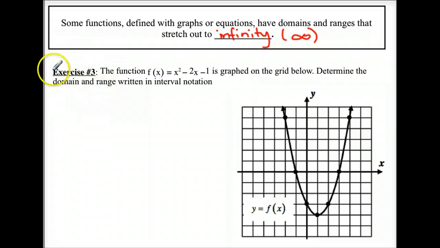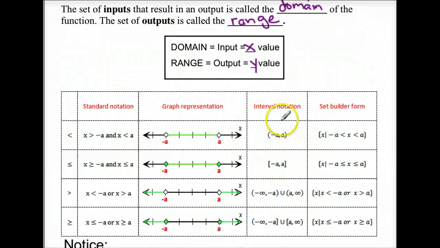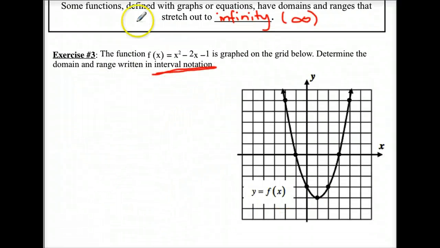So exercise 3. The function f of x equals x squared minus 2x minus 1 is graphed on the grid below. Determine the domain and range written in interval notation. Here we're looking at interval notation. So if you're not sure, go back to your chart. Interval notation is this right here.